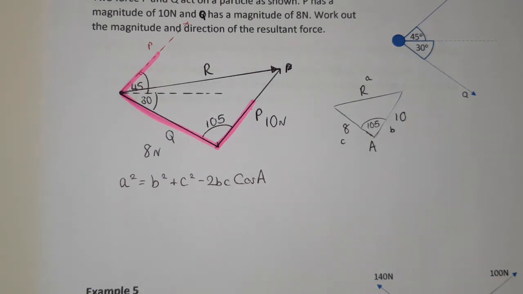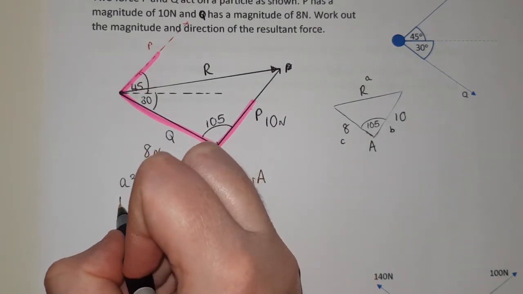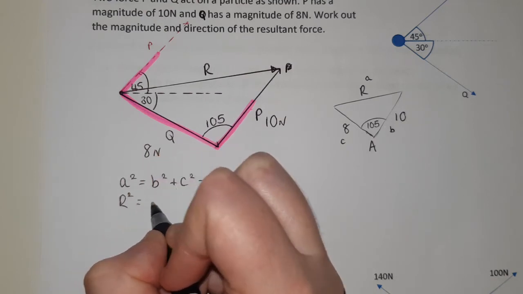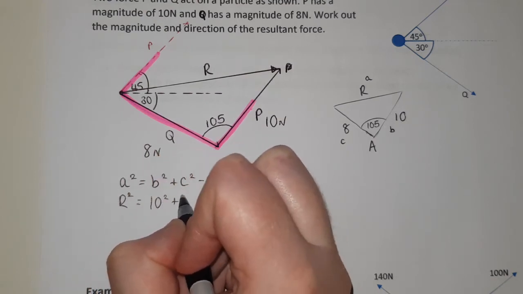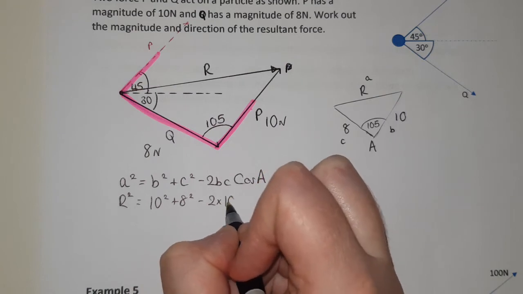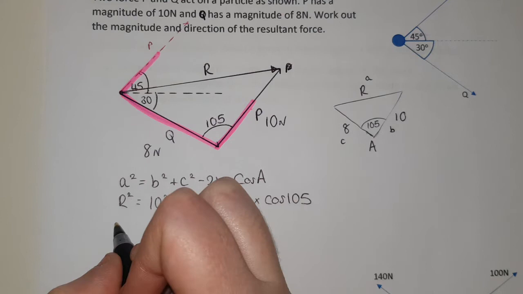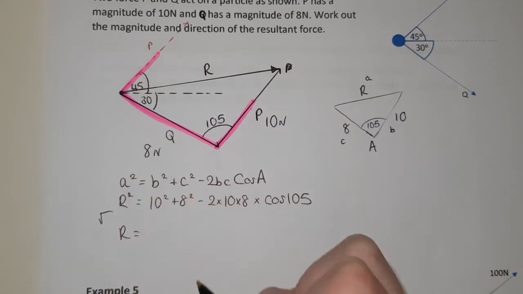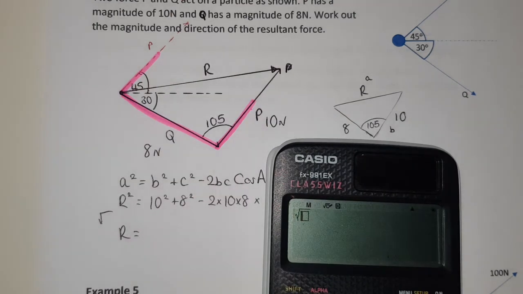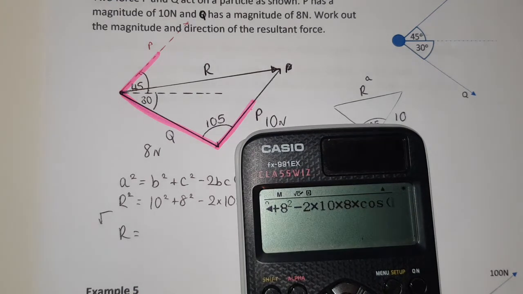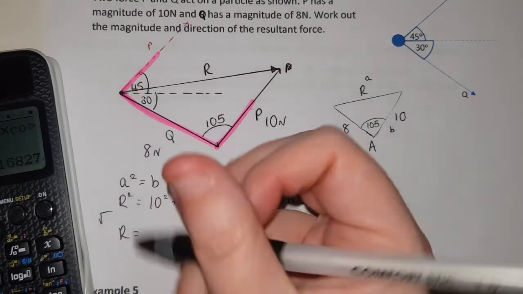And all we're going to do is chuck in all our values and find out what our resultant force is. So R squared is 10 squared plus 8 squared, minus 2 times 10 times 8 times cos of 105. And then just remember to square root your answer. We chuck all of that into a calculator. We're going to get 14.3.